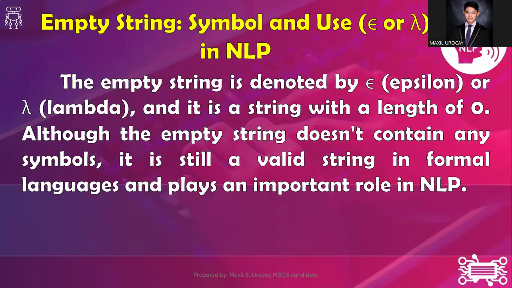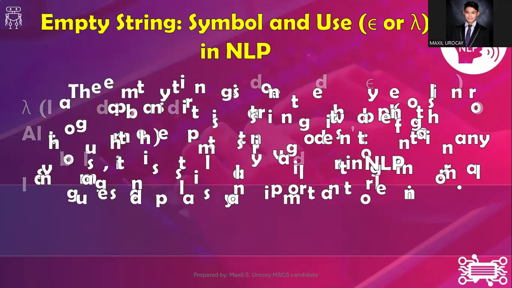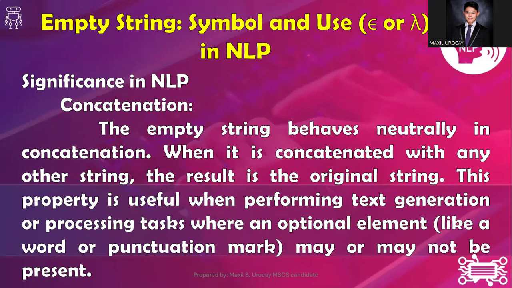deal with epsilon when it comes to concatenating. We know that the length of that is definitely 0, but it doesn't contain any symbols. It is still considered a valid string, as we have already known in our formal languages. So the empty string will play an important role in various tasks, for example, handling edge cases in text processing, representing missing or null values, and serving as a base case in recursive algorithms or specific models. And then we also have concatenation.